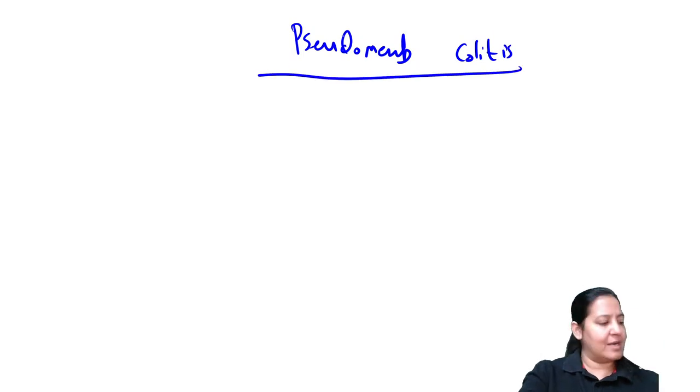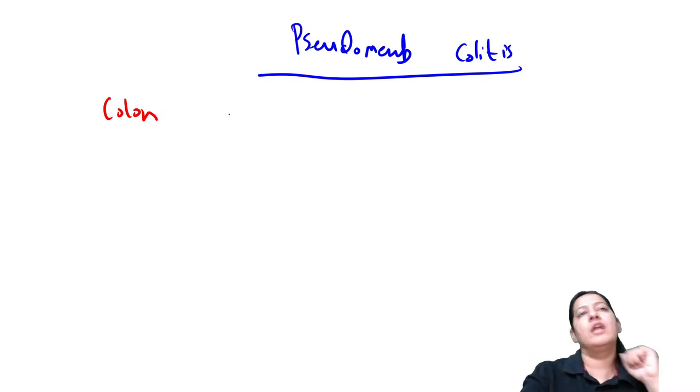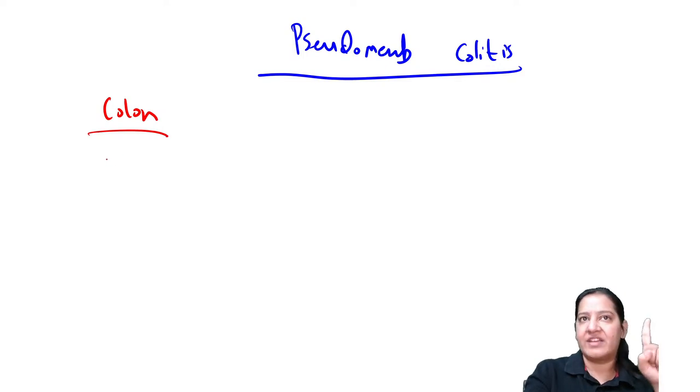Pseudomembranous colitis is a condition which occurs in the colon. It is inflammation of the mucosa of the colon producing a membrane-like exudate on the colon. Why is it happening? What is the risk factor? The risk factor is a prolonged course of antibiotic therapy in any patient due to any condition.